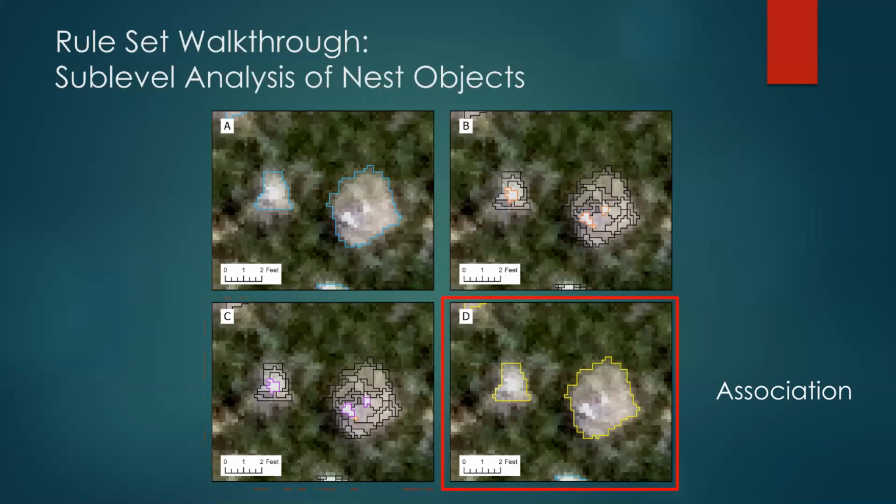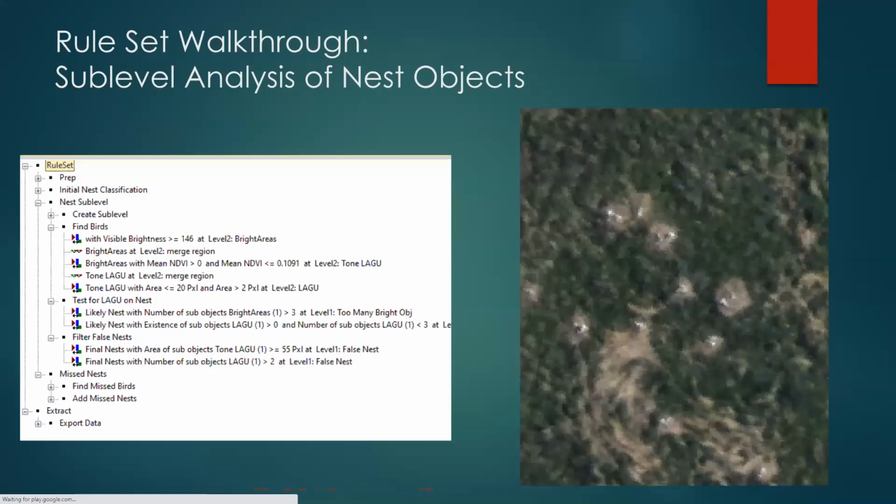There are typically 1 to 2 laughing gulls sitting on or attending each nest, so any potential nest with that many laughing gull objects, it classifies as a nest. So again, this is what it looks like in action, rule set on the left and imagery on the right, zoomed in even further so you can see what's going on.